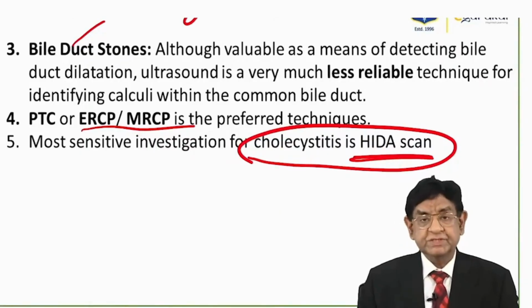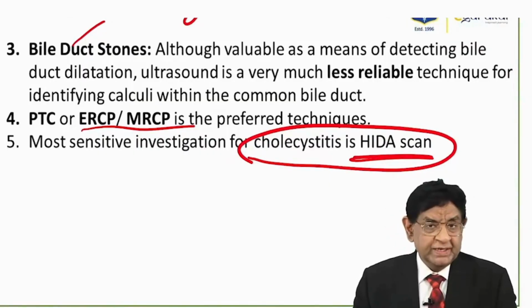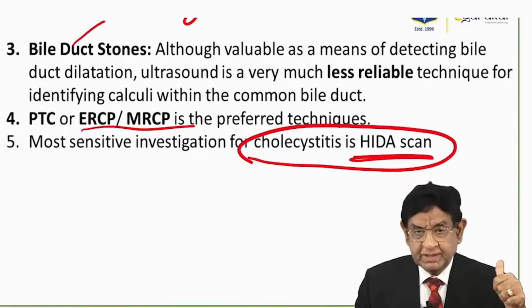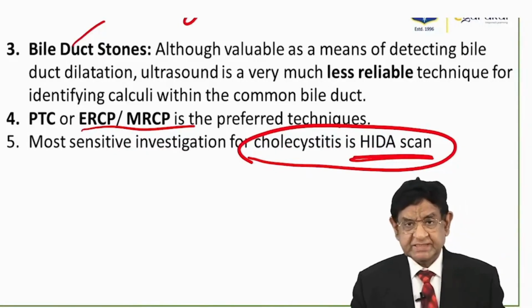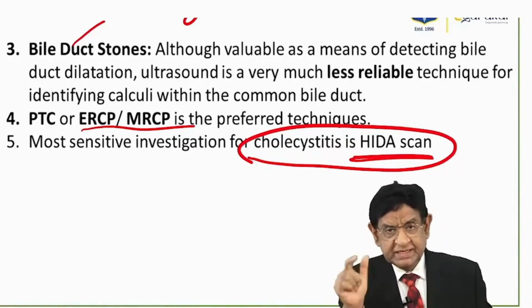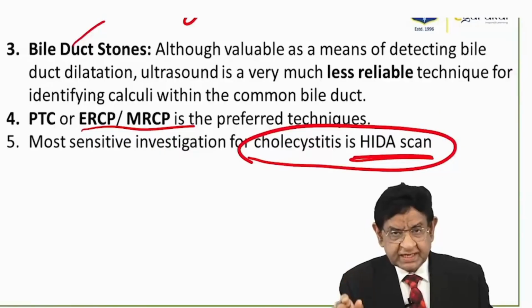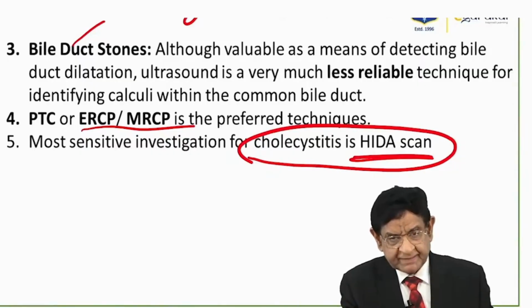So friends, what we learned in investigation is that in the X-ray, only 10% are radio-opaque, and Mercedes Benz. Two questions from X-ray. After that, ultrasound is the best initial test. We can see the stone in ultrasound in 98%, thickening of the gallbladder wall, which indicates cholecystitis, and also some fluid around the gallbladder.